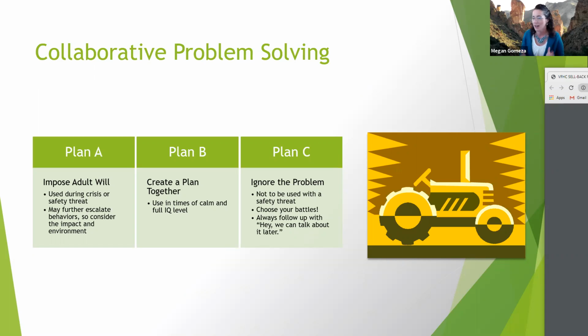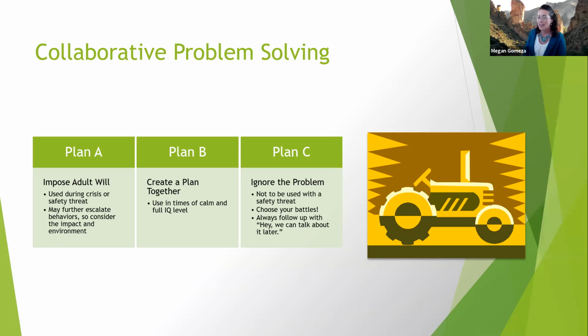So this is a really short intro to something that might be useful. Can you think of a time that having a plan A, a plan B with a client might fall through, and you might have to use another arm of this collaborative problem solving method?